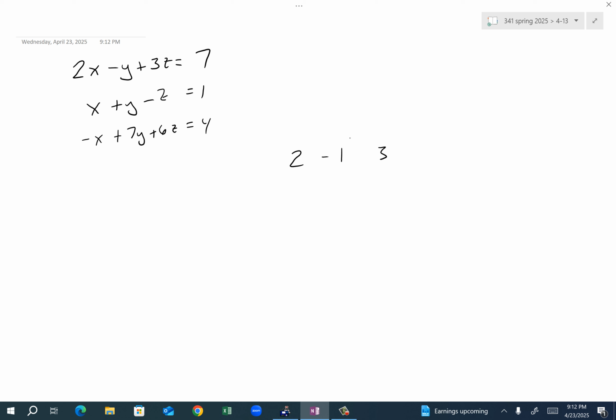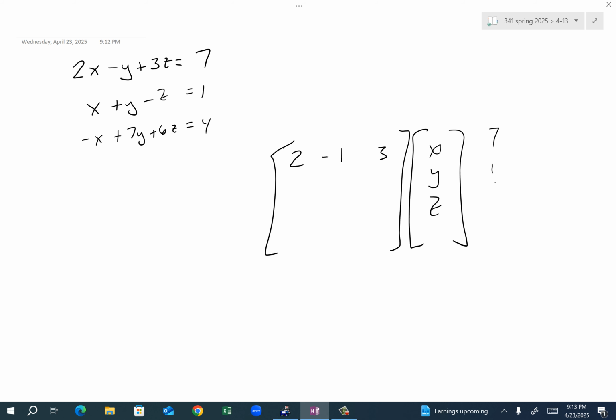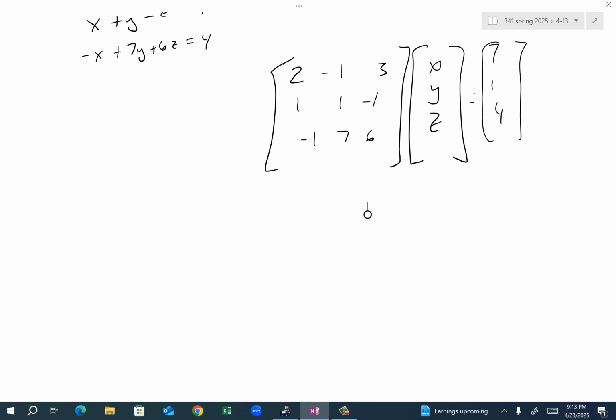And what are we doing here? We're going to take this guy. Of course, we're going to multiply it through by x, y, z. And of course, our answer is going to be 7, 1, 4. 1, 1, negative 1, 7, 6. And we're going to reduce this fella. Okay, so we are going to take R2 minus a half of R1. And we're going to do R3 plus a half of R1.